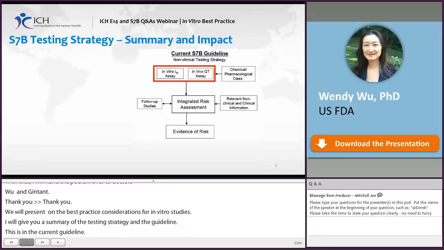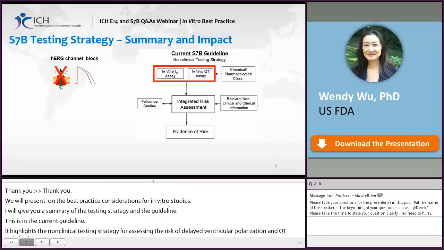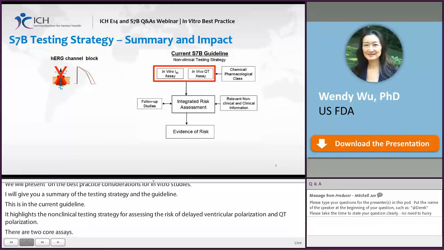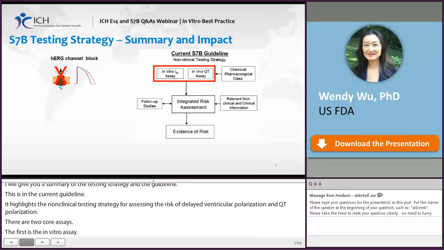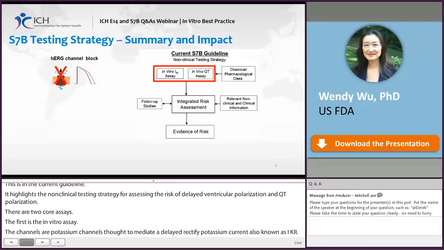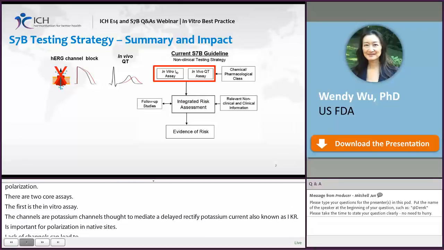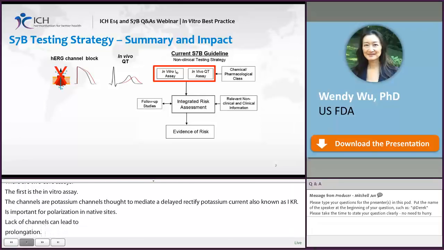There are 2 core S7B assays. The first is the in vitro hERG or IKr assay. hERG channels are potassium channels thought to mediate the delayed rectifying potassium current, also known as IKr. IKr is important for membrane repolarization in native myocytes. Block of hERG channels or inhibition of IKr can lead to action potential prolongation, therefore QT prolongation. The second S7B core assay is the in vivo QT assessment that is a part of the non-rodent cardiovascular safety pharmacology study.